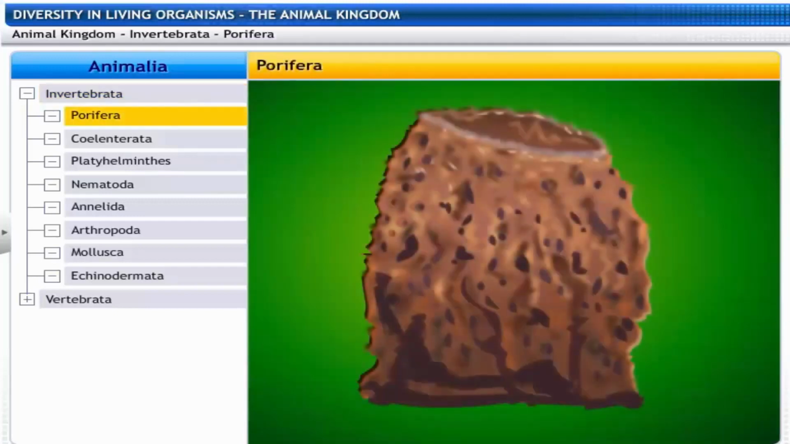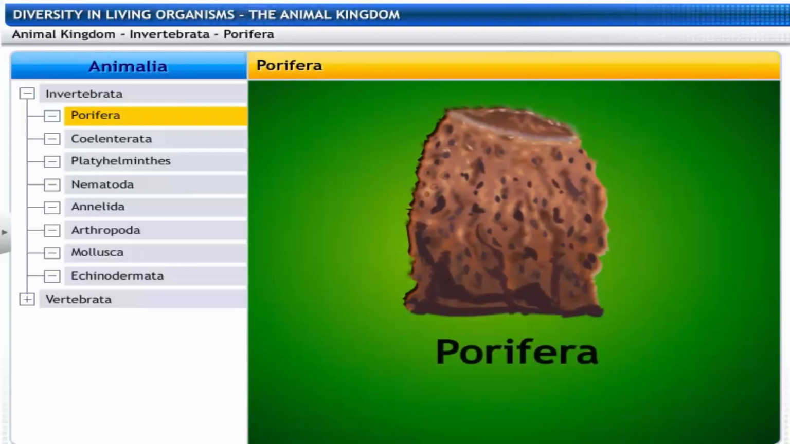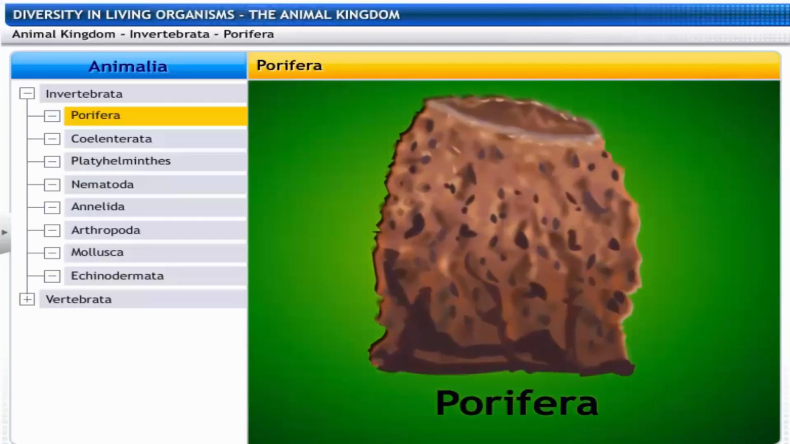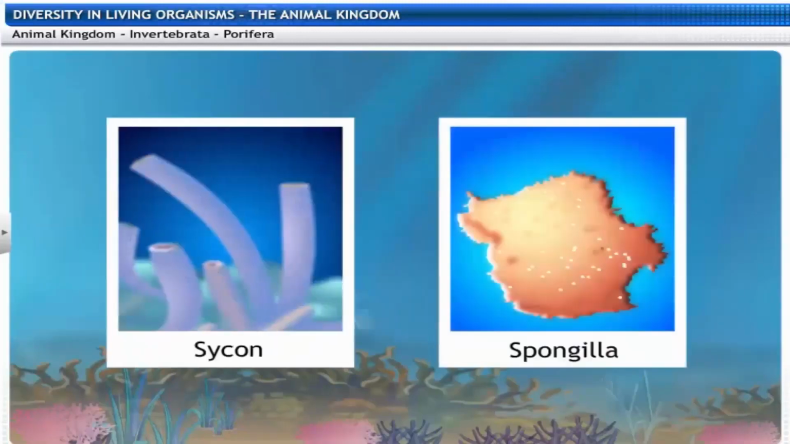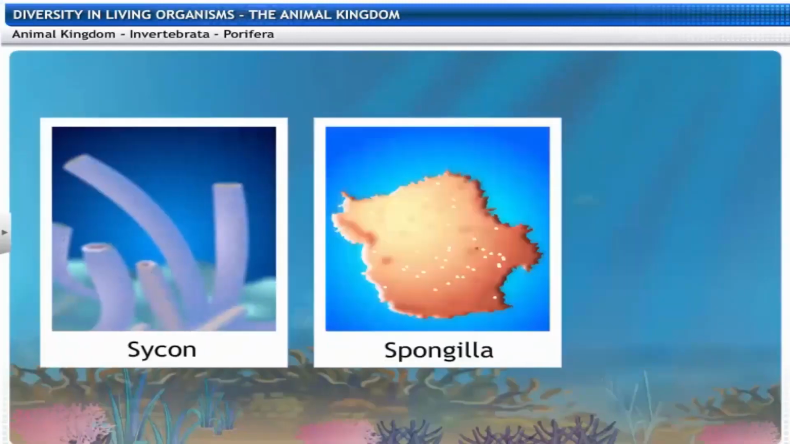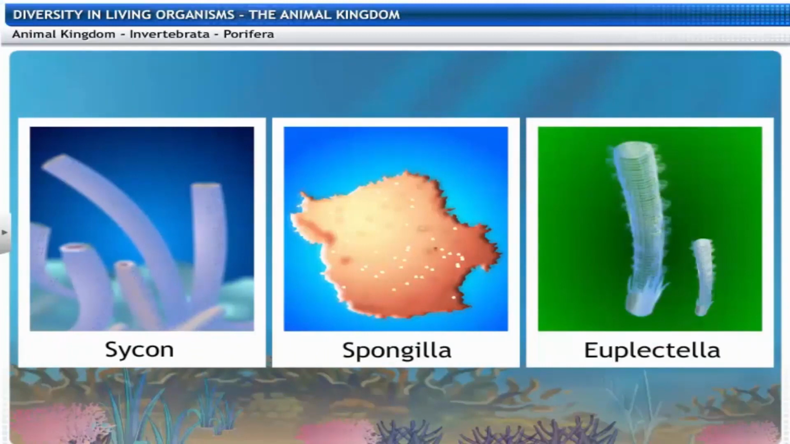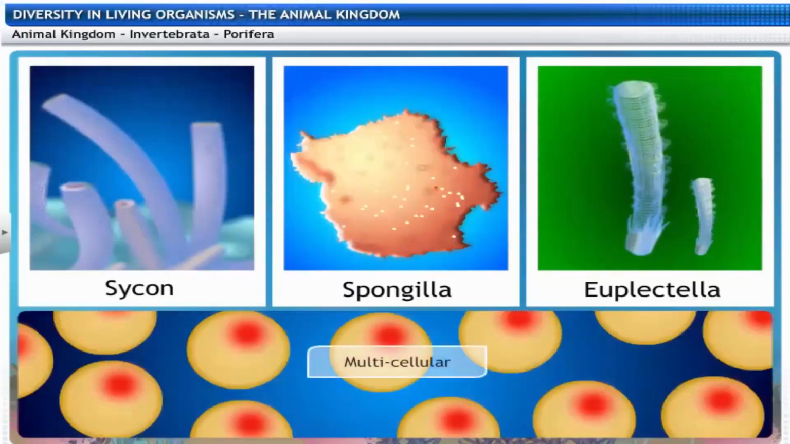Porifera get their name from two words, pori meaning holes and fera meaning bearing. The phylum Porifera includes Sycon, Spongilla, and Euplectella. They show a minimal level of tissue-grade organization, though they are multicellular. They are commonly called sponges.